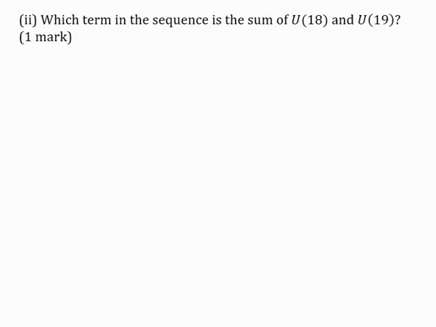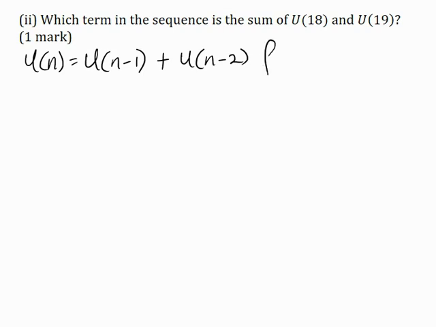Part 2. Which term in the sequence is the sum of u of 18 and u of 19 for 1 mark? So I'll start off here by writing the equation for the sequence. u of n is equal to u of n minus 1 plus u of n minus 2 for n greater than or equal to 3. Now, notice here that they gave us u of 18 and u of 19. And 18 and 19 are consecutive numbers where 19 is the larger number. So, just following the pattern in this equation, I could write here u of 19 plus u of 18.